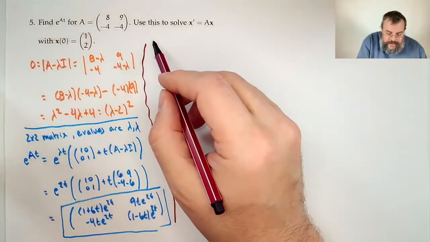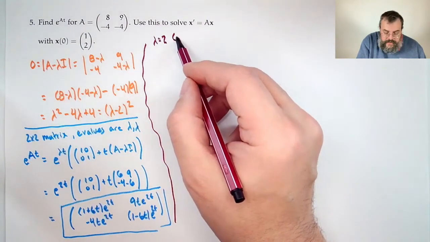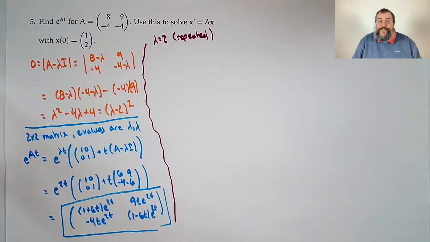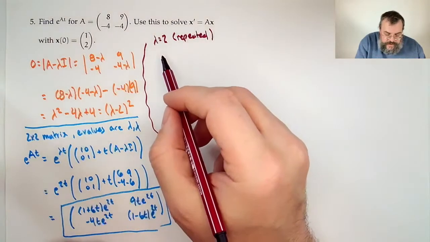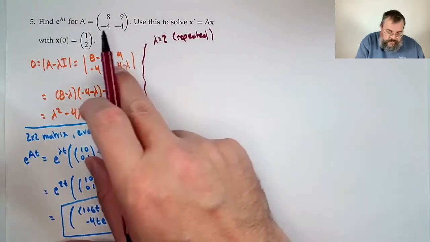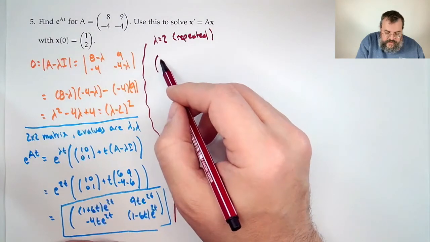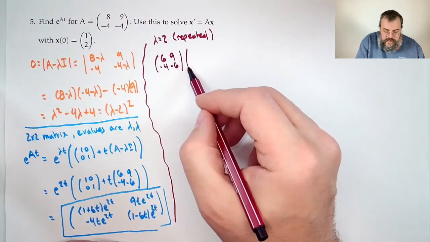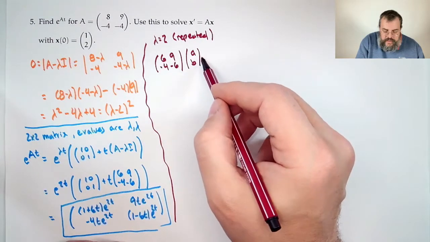Okay, so we know we've got lambda equals 2, and it's a repeated eigenvalue. We also can see that this is an interesting matrix, which means if it's a 2 by 2 repeated eigenvalue, you're going to be short eigenvectors. So we're going into the problem with the mindset, hey, we're short an eigenvector. So what do we do? Well, we start with A minus lambda I, which we already found down here. But again, we can just plug in lambda equals 2. So we have our 6, 9, minus 4, minus 6, times our vector a, b equals 0, 0.